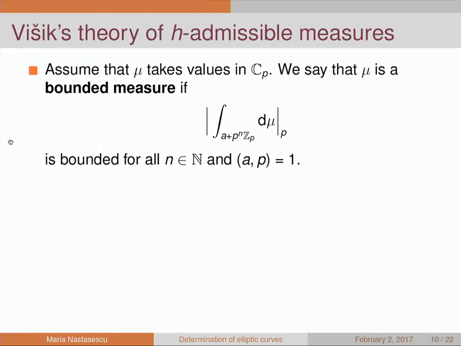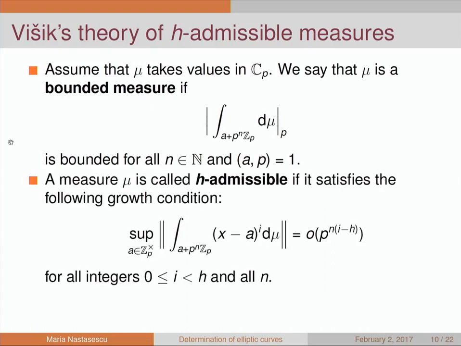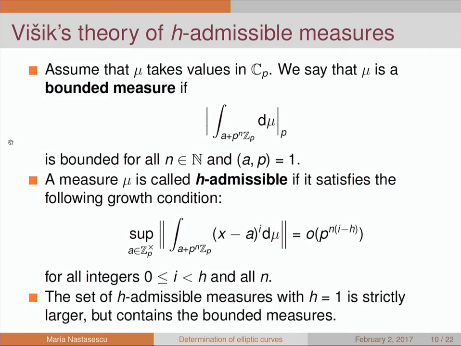Okay, so before I actually talk about how the distribution is defined, one thing that is crucial in the definition and the properties is Vishik's theory of h-admissible measures. We say that a measure is bounded if it satisfies this property: the p-adic absolute value of the integral of d mu over a plus p^n Zp is bounded for all n and a relatively prime to p. And we say that a measure is h-admissible if it satisfies this growth condition. So we have bounded measures and we have h-admissible measures. The set of h-admissible measures when h is equal to 1 is strictly larger, but contains all the bounded measures.